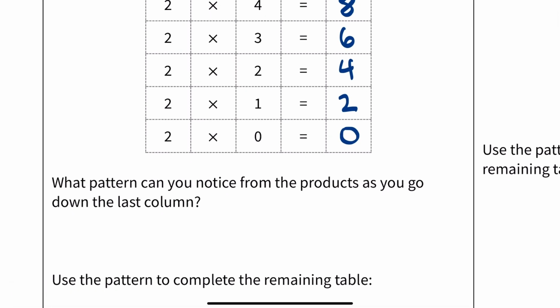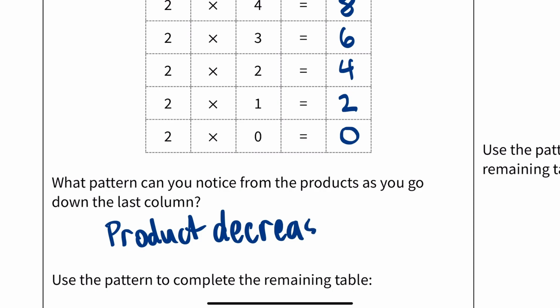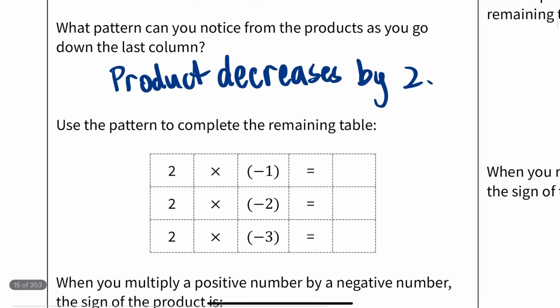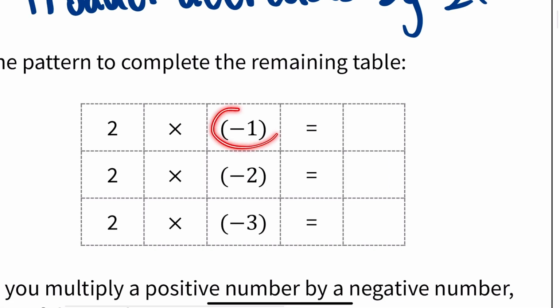The product decreases by 2. Okay, so what if we were to continue the table, right? We've gone from 4 to 3 to 2 to 1 to 0 in this column here. What comes after 0, we're going to decrease it by 1 again. We're going to get to -1.